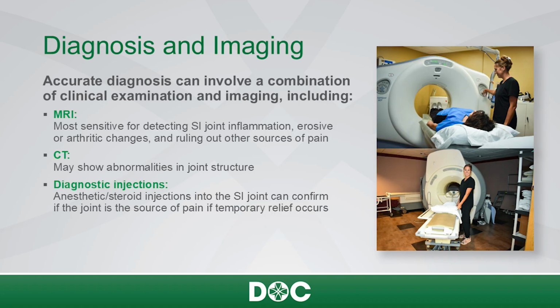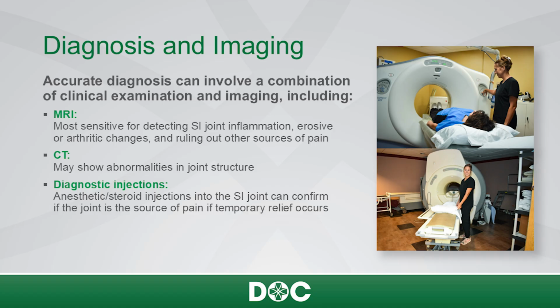So, how do we diagnose this? Well, typically we start with X-rays. We look at X-rays of your back. We can sometimes see any sclerosis or arthritis into the joint itself. MRIs and CAT scans tend to be the most sensitive in looking at inflammation.